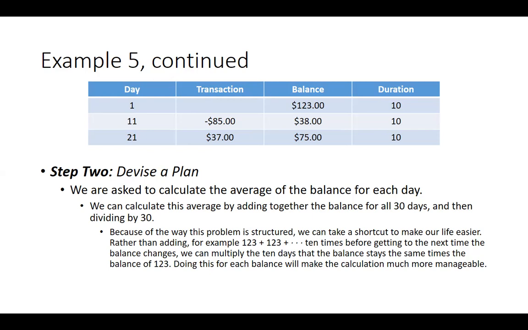Rather than adding, for example, 123 plus 123 plus 123 plus 123, and so on, so that there's 10 of those before getting to the next time the balance changes, we can multiply the 10 days that the balance stays at that same balance of 123. Doing this for each balance will make the calculation much more manageable.